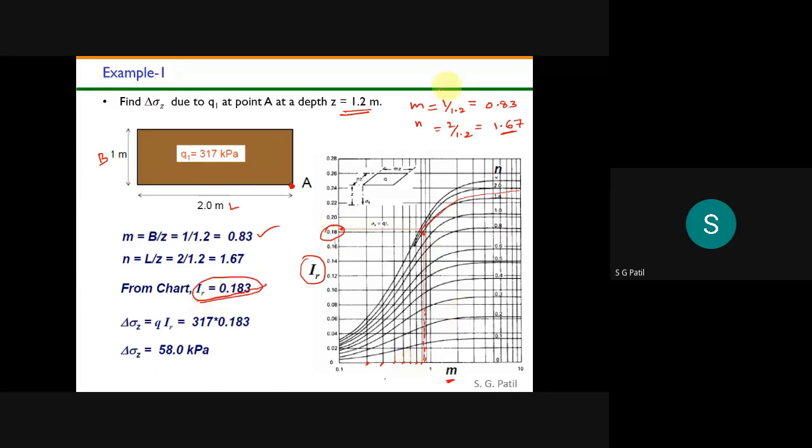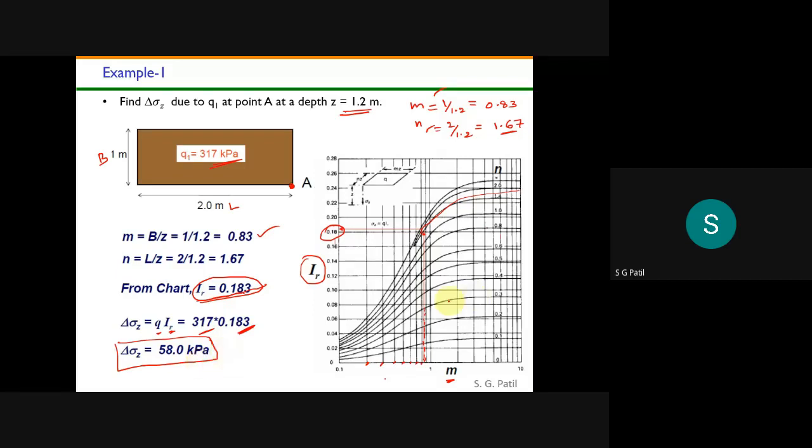So how do you do it? I first calculate the m and n values, then come to this graph. Take the m value and the n value, and take the corresponding influence factor. Once you get the influence factor, simply multiply Q by the influence factor. What is my Q value? 317 kilopascal into the influence factor will give me delta sigma z equal to this much. Understood, no? Any doubt here?